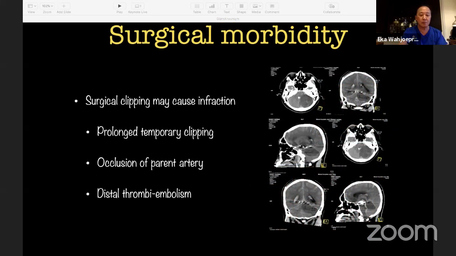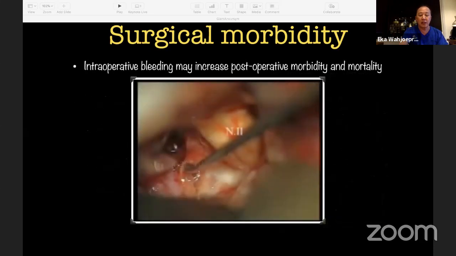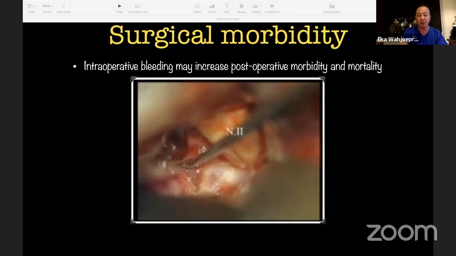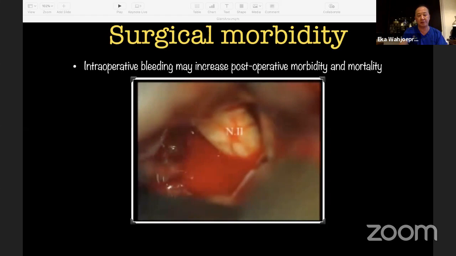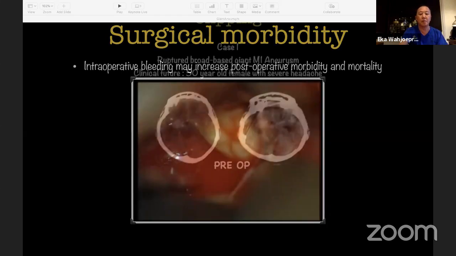And this is the surgical morbidity. Be careful, because we are so busy manipulating the body that we forget that prolonged temporary clipping sometimes causes worsening and of course occlusion of the parent artery. So again, also be careful, premature rupture makes things worse, and it means morbidity will be higher.